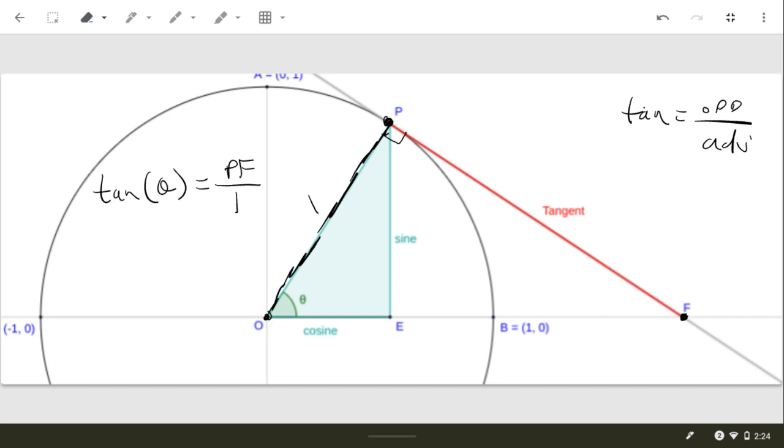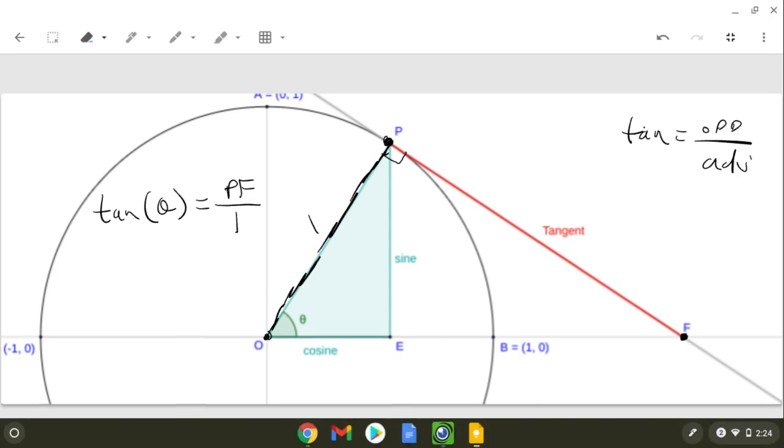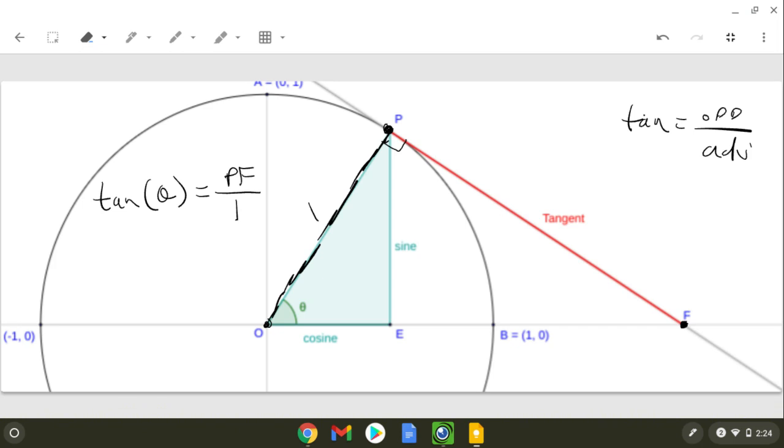Tangent is the distance from the point on the unit circle to the x-axis. Yeah, the point on the unit circle, I guess where your angle stops, to the x-axis. So from there to there, hopefully you see how that comes about. Tangent's equal to opposite right here. So opposite that angle is going to be that long side to the adjacent, which was 1.